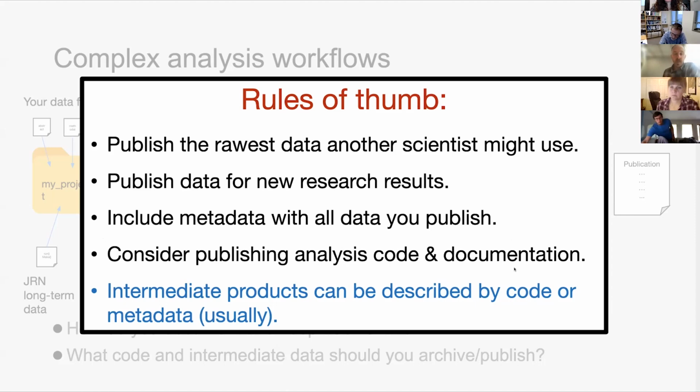So there are some intermediate products in this workflow that can just be described by the code or the metadata. So if you have a QA/QC script and an intermediate file, or maybe a few intermediate files before you have your finished data that you put in the paper, sometimes you can just include the code or the metadata and not necessarily those intermediate files.